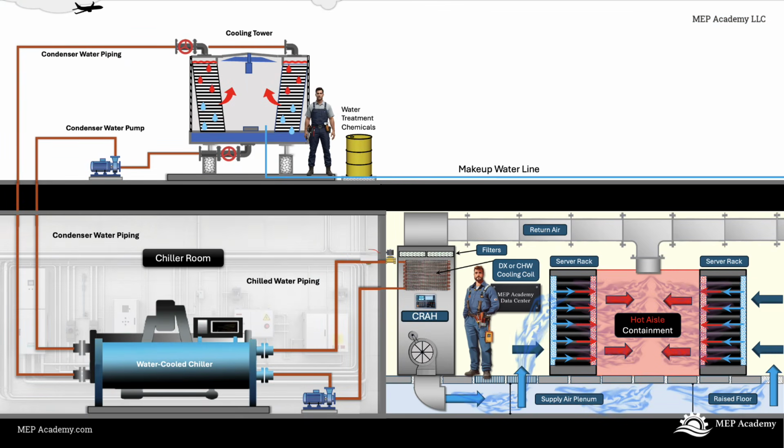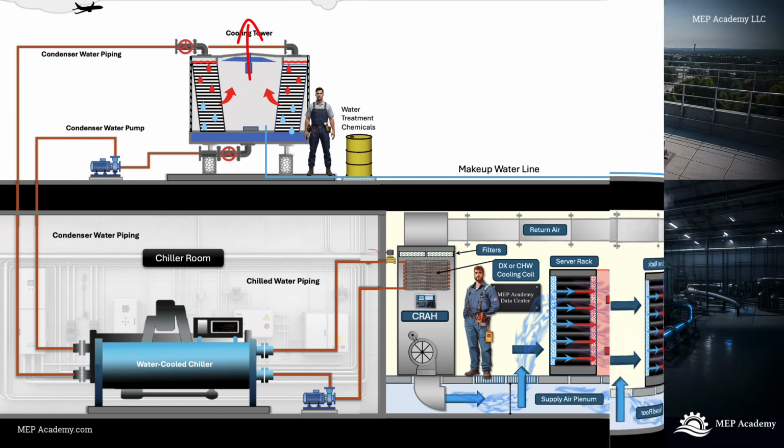Now let's look at water-cooled systems. In a water-cooled data center, heat is transferred through a water-based system and usually rejected through cooling towers. Here is the basic sequence. Indoor cooling units remove heat from the server room air. Chilled water carries that heat back to the chiller. The chiller transfers the heat to a condenser water loop. Then the condenser water travels to a cooling tower, where evaporation removes the heat from the system.